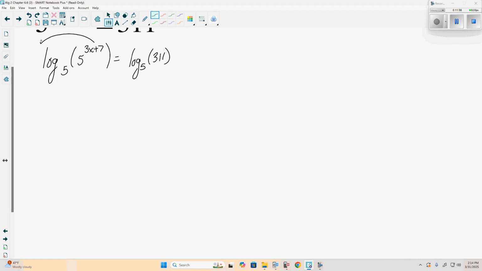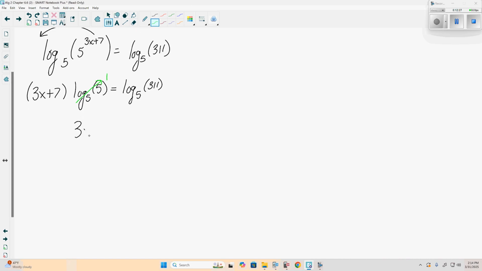Because on the left-hand side, our exponent, even though it is two terms, the whole expression 3x plus 7 is going to move to the front, telling us that we're going to multiply it. Our 3x plus 7 is still being multiplied by our log base 5 of 5. All right, let's focus in. Which is equal to log base 5 of 311. Now again, the reason we chose log base 5 is because log base 5 of 5 is 1, and 1 times our 3x plus 7 is 3x plus 7.